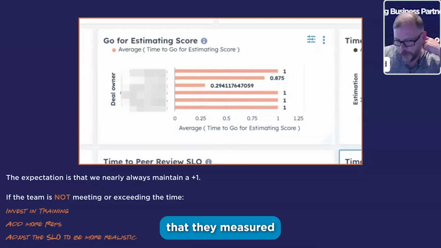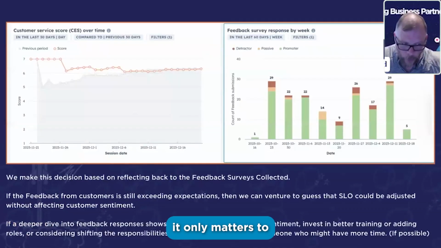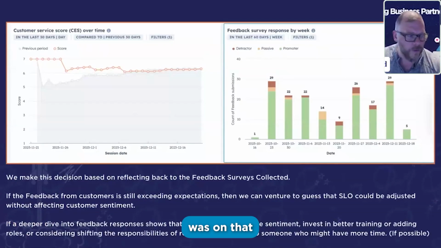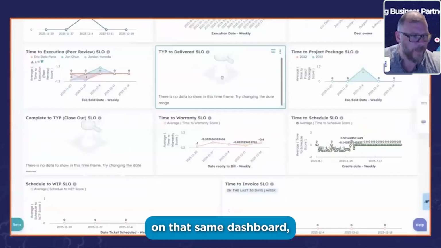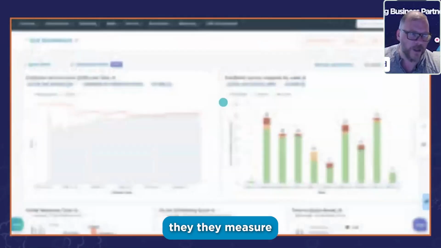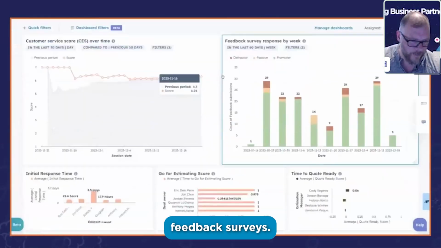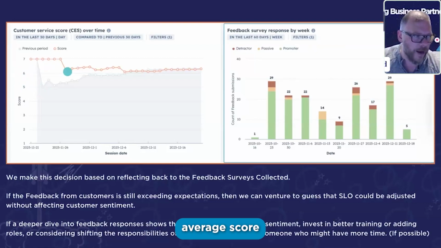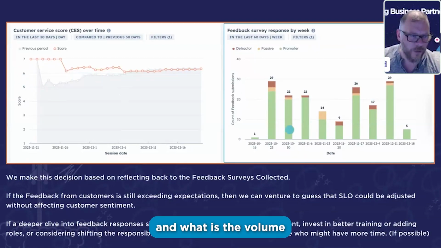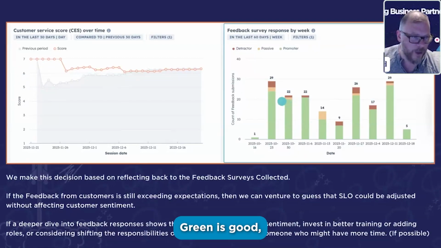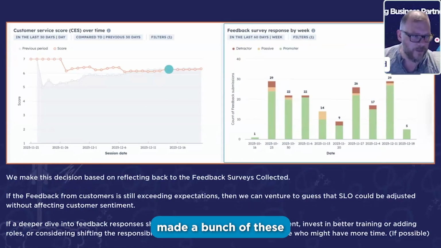And the way that they measured this effectiveness, because again, it only matters to the eye of the customer, was on that same dashboard. If we look at the top, on that same dashboard, they measure every step, but they have feedback surveys. So they look at what is our average score and what is the volume of feedbacks that we get. Green is good, yellow is average, red was bad. So they got 29. They had a bunch of these that were good or bad.